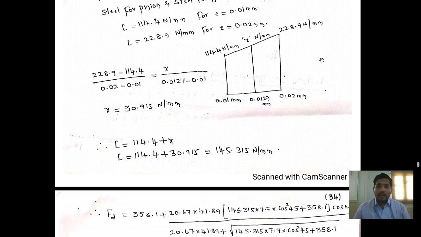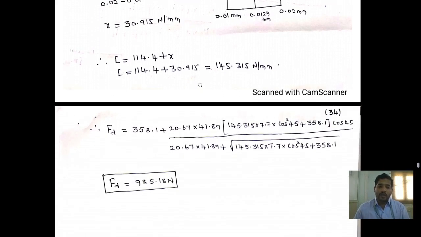Then how to substitute the variable? First of all, take this upper value minus lower value: 228.9 minus lower value 114.4, by 0.02 minus 0.01, equal to this center value. How to take this x value: the center value 0.127 minus the lower value for the pinion 0.01. If you divide with the help of calculator, then you will get the answer: x is 30.915 Newton per mm.